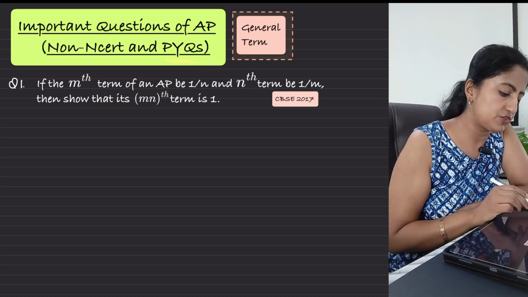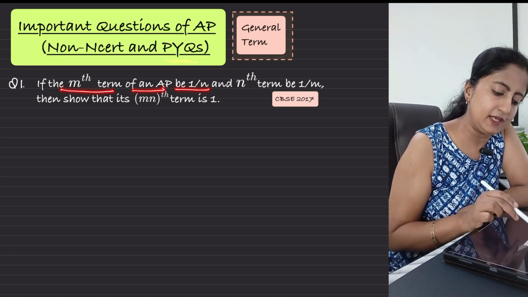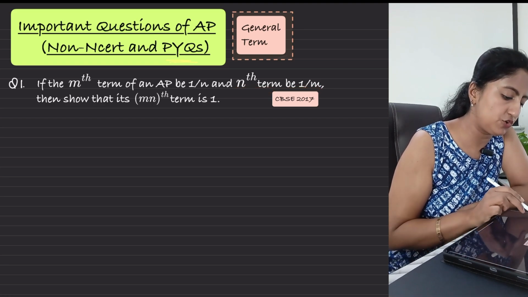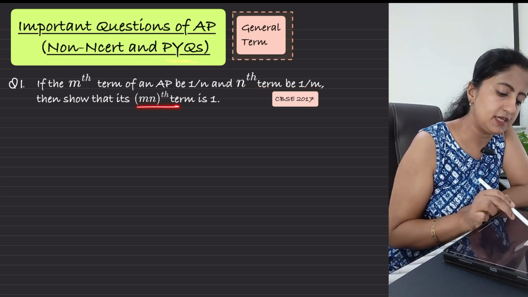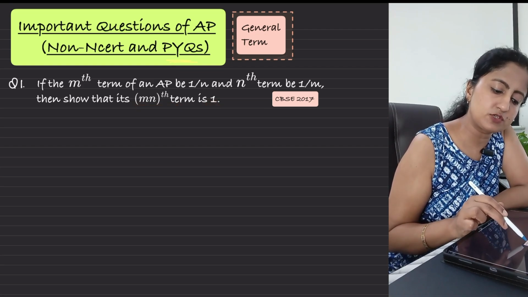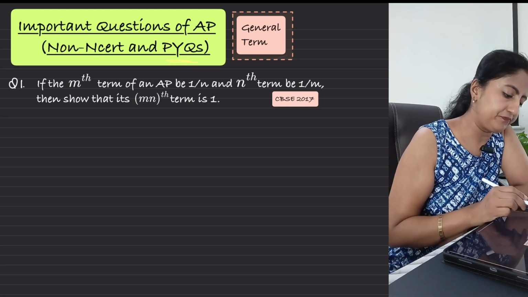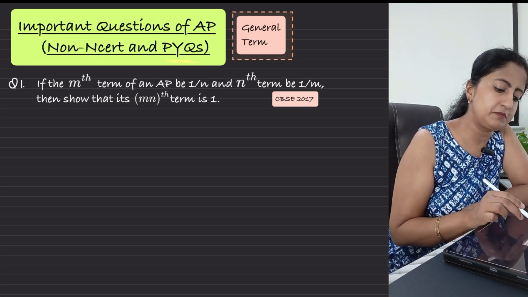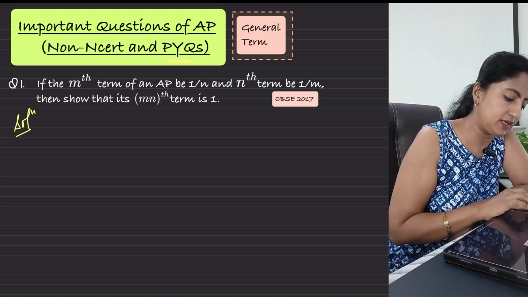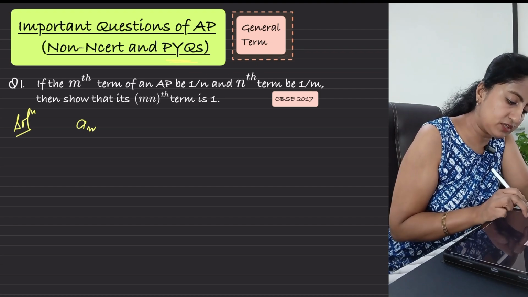Okay, so the first question is, if the mth term of an AP be 1 by n and nth term be 1 by m, then show that its mnth term is 1. And this question had appeared in the CBSE Boards 2017. So what all we are given over here? We are being told the mth term is 1 by n. So let's start doing the question and writing what is given to us. They have told that mth term is 1 by n.